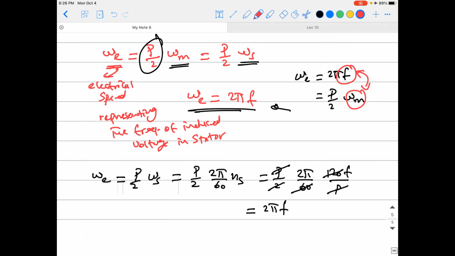Next time we'll be talking about the modeling of the synchronous machine. We'll derive its equivalent circuit model like we did before for the DC machine, and understand how to use it to predict the performance of this kind of machine.